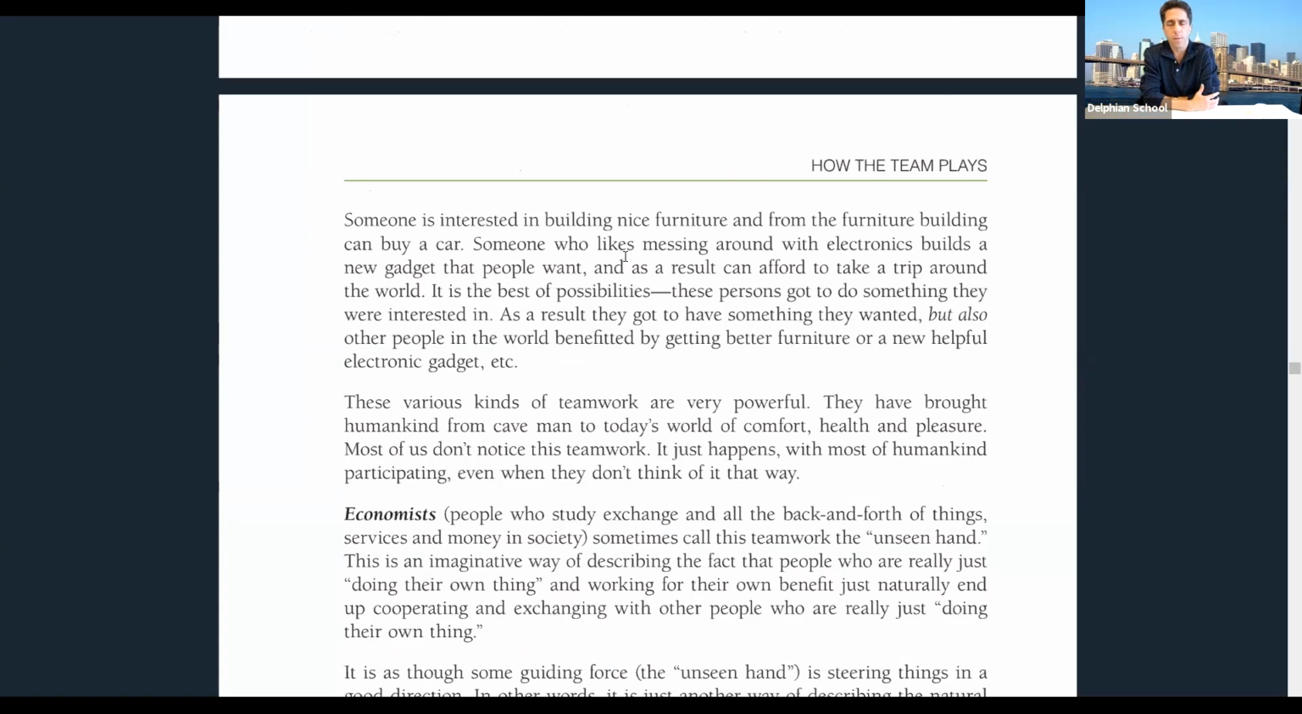Someone is interested in building nice furniture, and from the furniture building can buy a car. Someone who likes messing around with electronics builds a new gadget that people want, and as a result can afford to take a trip around the world. It is the best of possibilities. These persons got to do something they were interested in, and as a result, they got to have something they wanted. But also, other people in the world benefited by getting furniture or a new, helpful electronic gadget, etc.